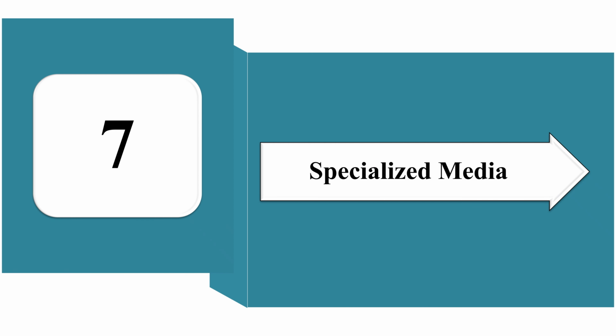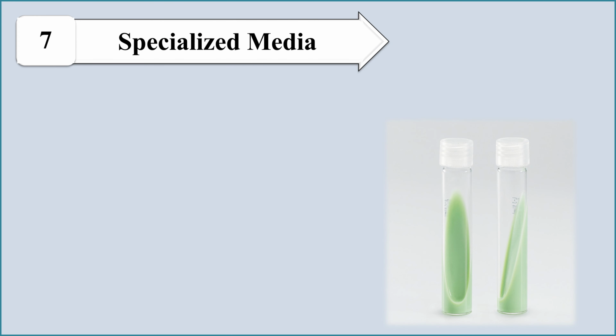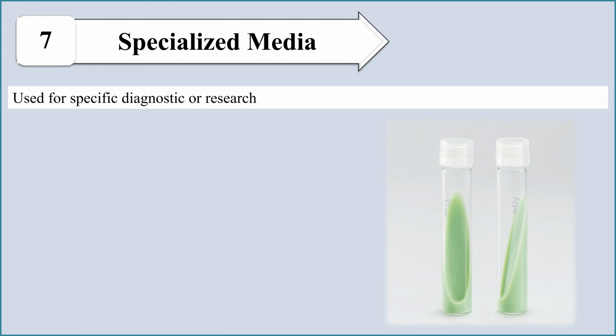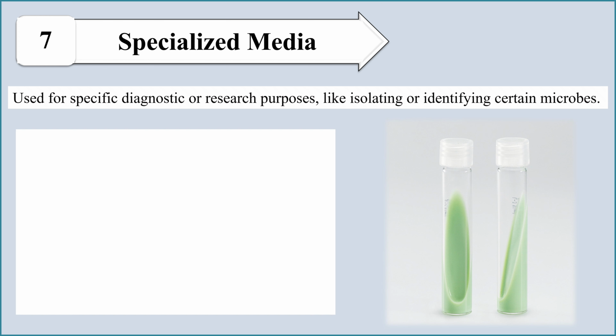What is specialized media? These are the media that are used for specific diagnostic or research purposes. So they use special nutrients or elements to isolate or identify the specific microbes or bacteria. What are these nutrients or elements that are used for the specific detection of certain microbes or bacteria?